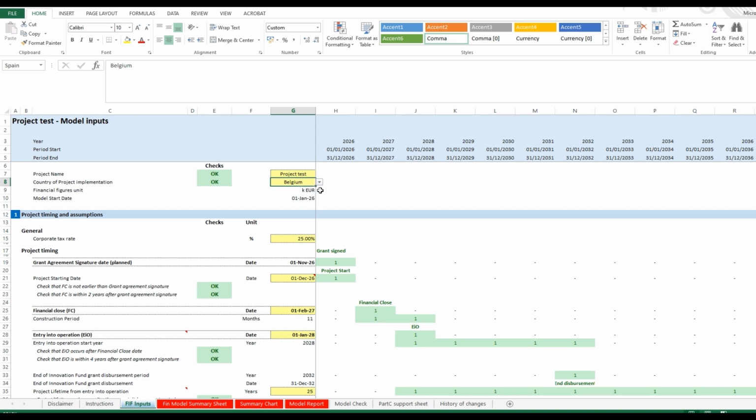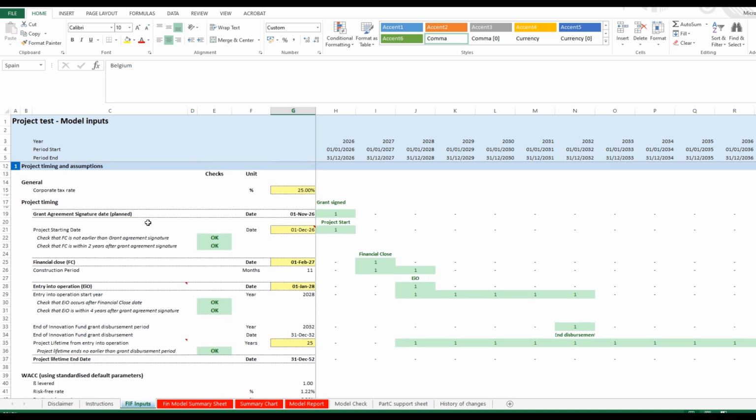In this first section, you are asked to provide the project timelines and assumptions for the weighted average cost of capital, or WACC. The project starting date is by default the first day of the month following the grant agreement signature, planned in November 2026. It is therefore set by default to the 1st of December, 2026. Enter the financial close and entry into operation dates, which are key milestones of your proposal. Error checks will appear in red if these dates do not meet the call requirements, specifically within 2 years for financial close and 4 years for entry into operation after the grant agreement signature.